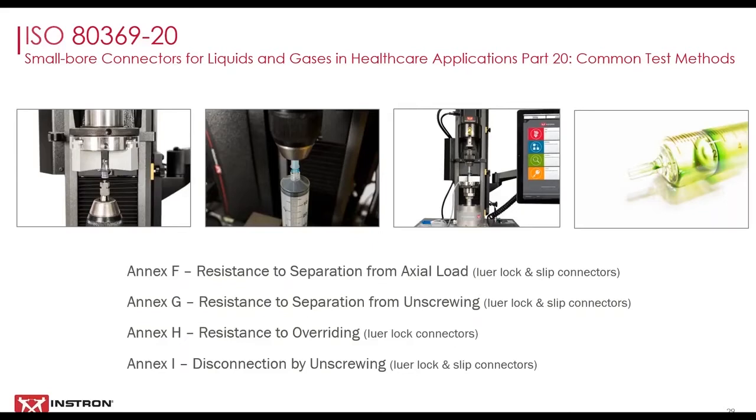A torsional lathe or side action grip provides a strong and consistent gripping force on the specimen throughout the duration of the test. Some of these tests, such as the resistance to separation from unscrewing and Annex G, have a torsion component. The torsion add-on accessory and pre-configured test methods again round out Instron's solution for ISO 80369.